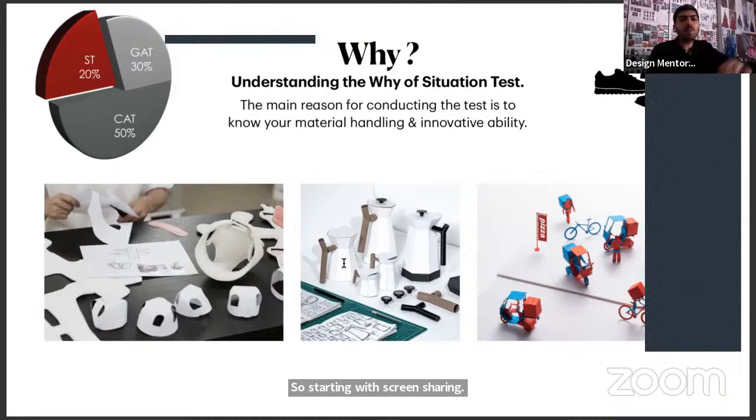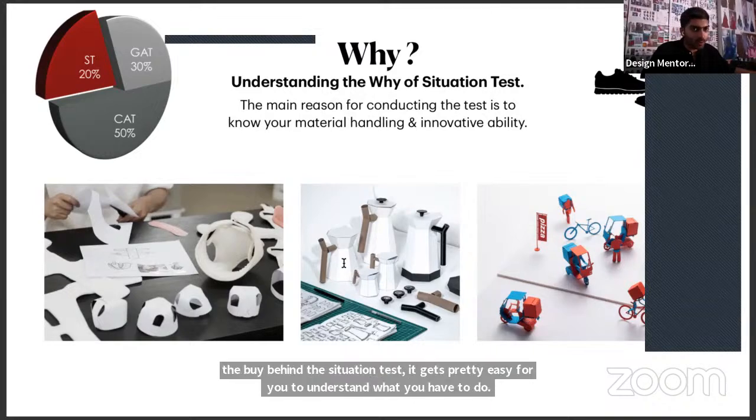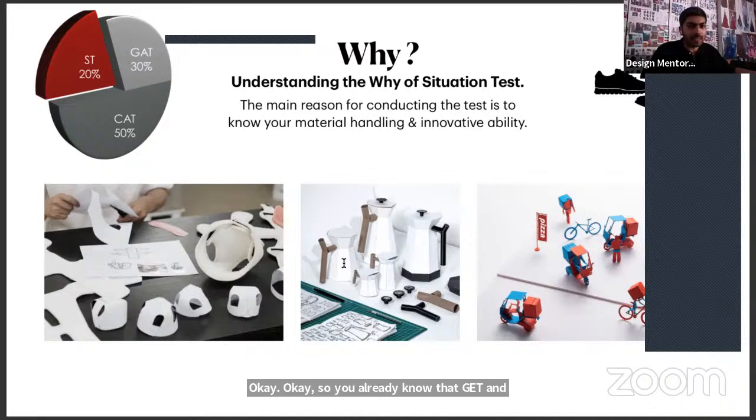Okay. So the first very important point you have to consider is about why. Because if you are aware of the why behind the situation test, it gets pretty easy for you to understand what you have to do in terms of how. You already know that GAT and CAT carry a weightage of 80%. For the remaining 20%, do not consider it unimportant. Merit rank moves from one place to another if you don't consider this 20% as an important factor.